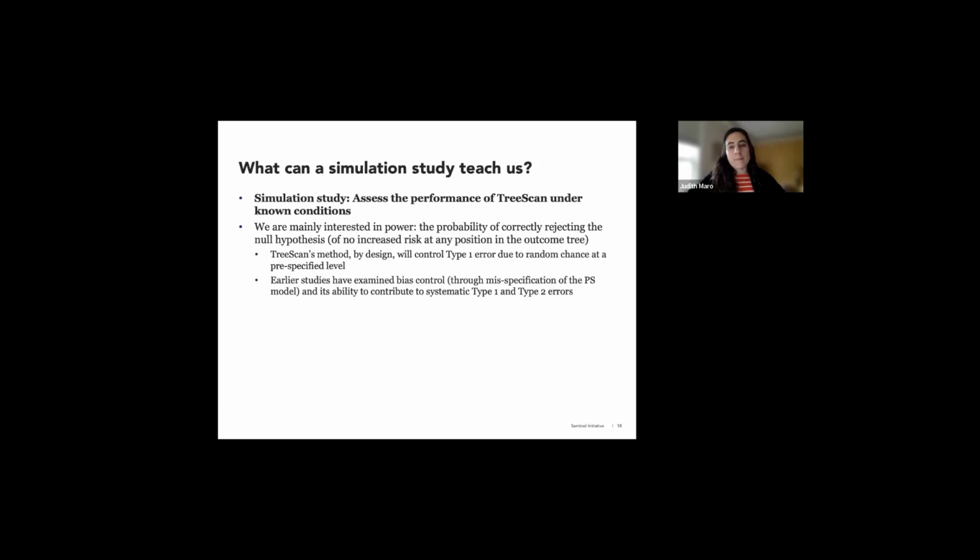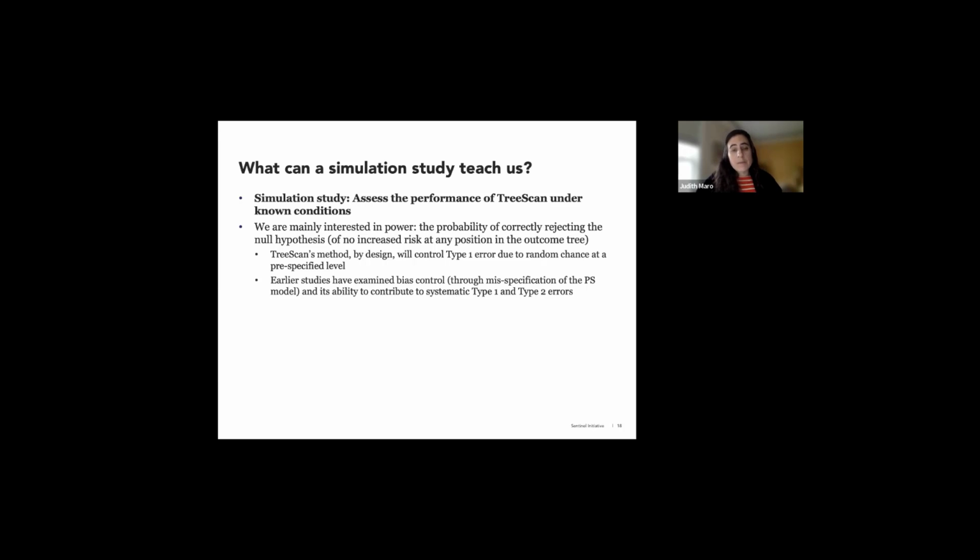We know based on TreeScan's method by design that we will keep type 1 error control due to random chance. So we were very concerned with what our false negative rate was. What power did we have to identify any particular outcome at any particular position on the tree? We were also concerned with bias control, particularly related to the outcome.